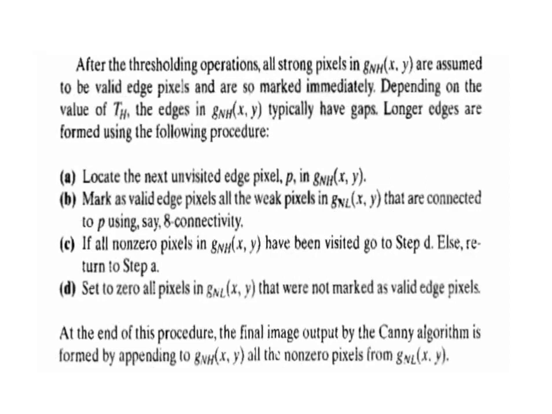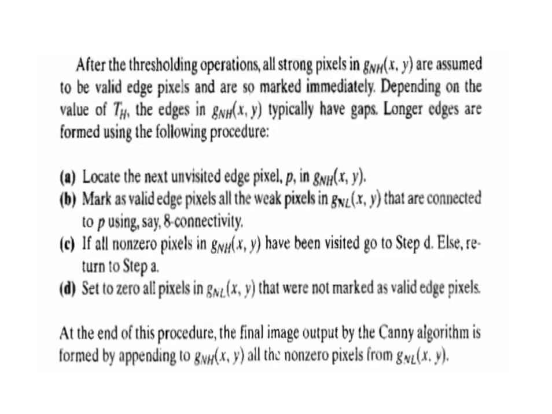Mark as a valid edge pixel all the weak pixels in g_nl(x,y) that are connected to a p using, say, 8-connectivity. If all the non-zero pixels in g_nh(x,y) have been visited, go to step D, else return to step A. Set to 0 all the pixels in g_nl(x,y) that were not marked as valid edge pixels. At the end of this procedure, the final image output by the Canny algorithm is formed by appending to g_nh(x,y) all the non-zero pixels from g_nl(x,y).